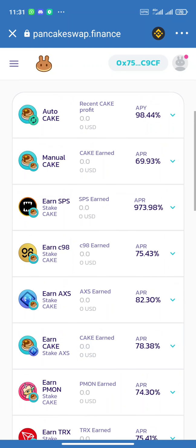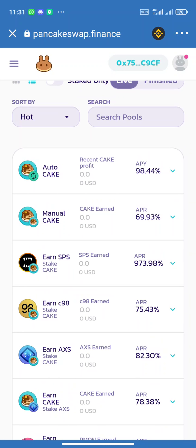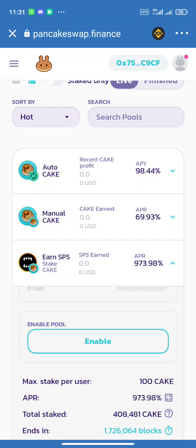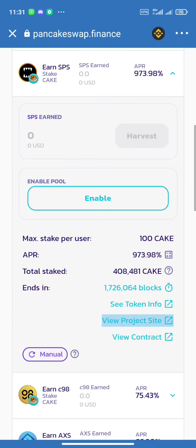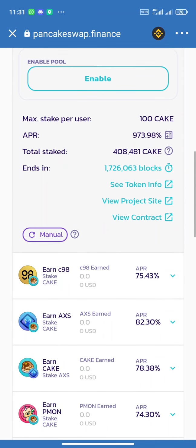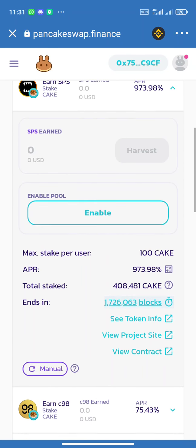So look at now, because if you come back in the next 1 week, this APR would have dropped because more people would have joined this pool. You're not the only one that's checking this thing out. And look at the quantity of people that have staked it. See, look at this one.